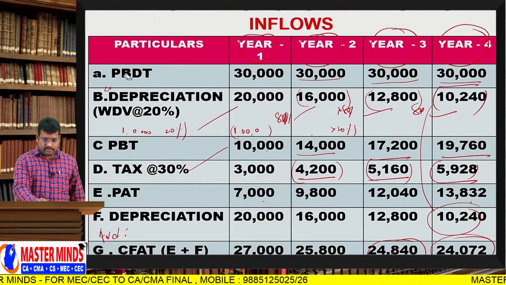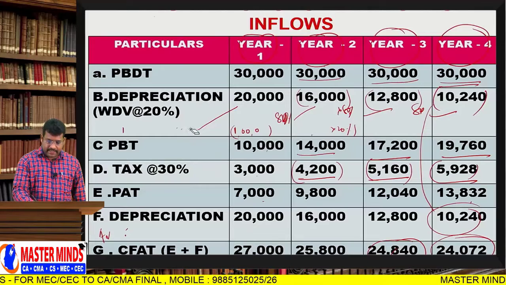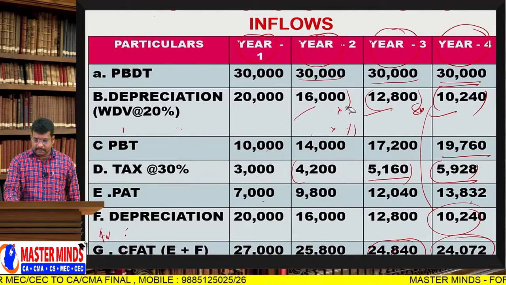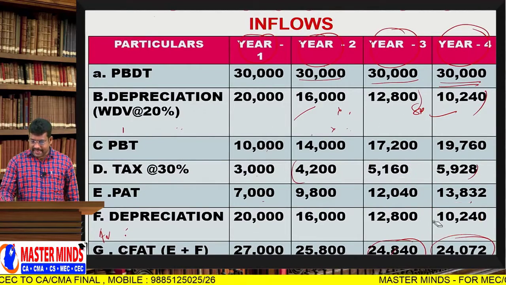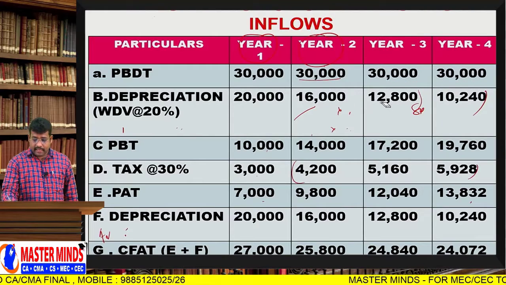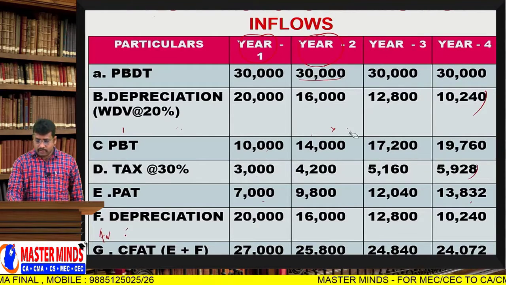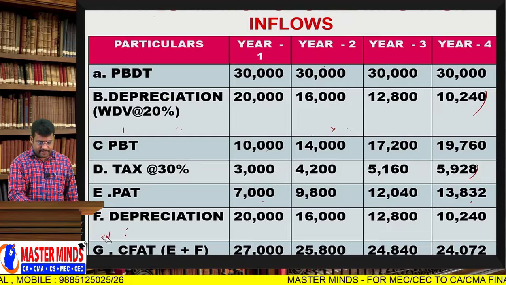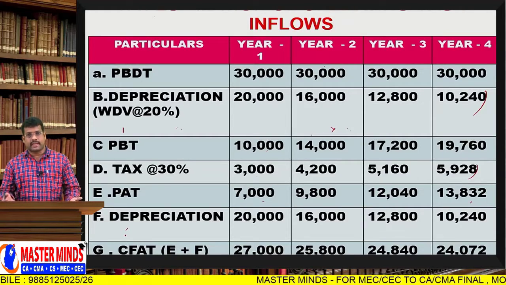So first take PBDT. From the PBDT deduct what? Depreciation. You will get the PBT. From that direct tax, you will get the, what is it? PAT. Add back depreciation, you will get the CFAT. This is the procedure to calculate it.